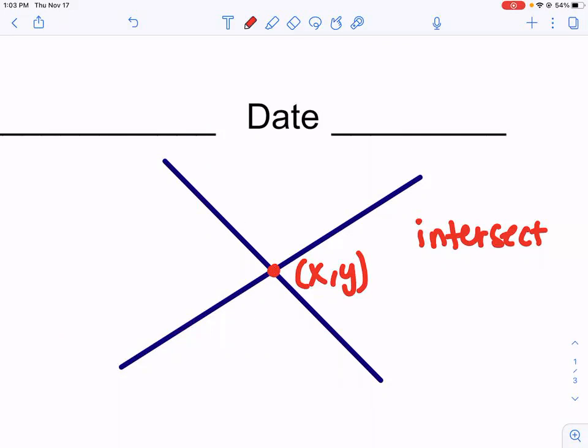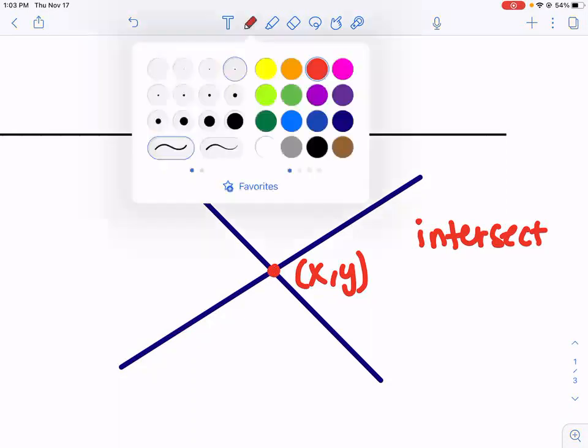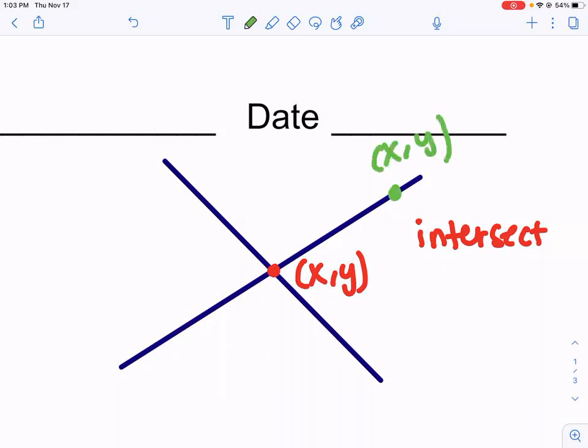Necessarily. Yep. How is this point different than the green one? Okay. What does that red point have in common? True. Oh, both lines have this red coordinate. Do both lines have this green coordinate? No. Do you think that's special? Yes.